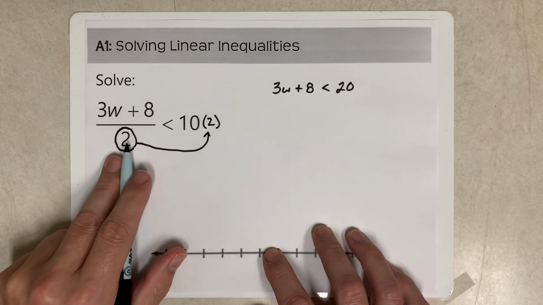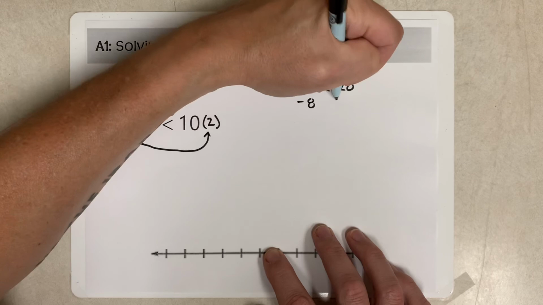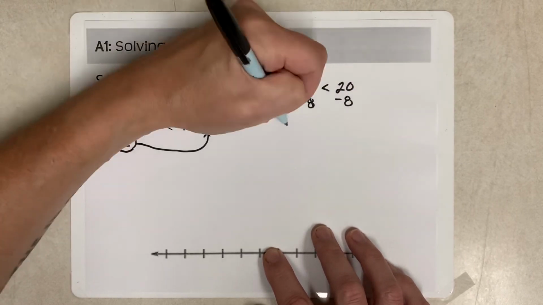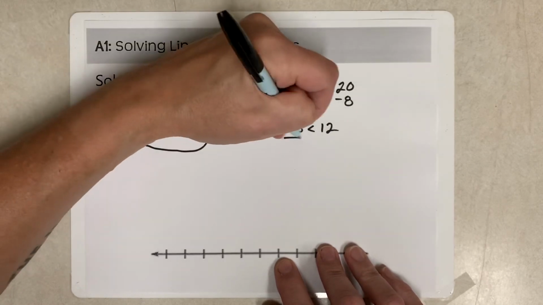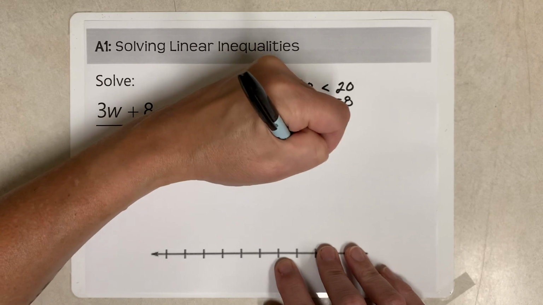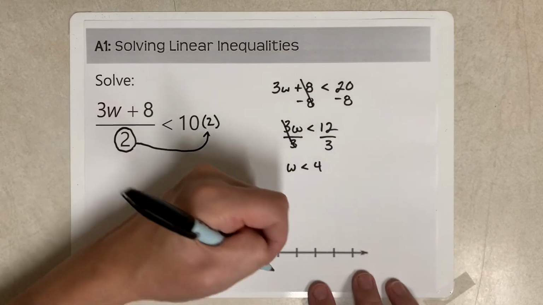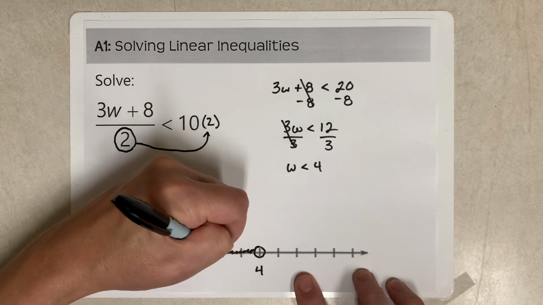This is going to cancel out. And it's just going to move over there with the 10. Subtract 8. Subtract 8. So I have 3w less than 12. And we'll divide by positive 3. And so w will be less than 4. So I need a 4 right in the middle. Open circle. Shaded to the left.